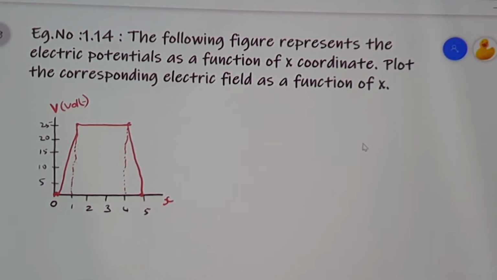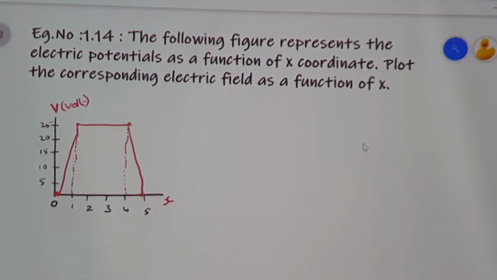Today, let us continue with the next problem in this video, example number 1.14. We are seeing a problem here. The following figure represents the electrical potentials as a function of x coordinate. Plot the corresponding electrical field as a function of x.